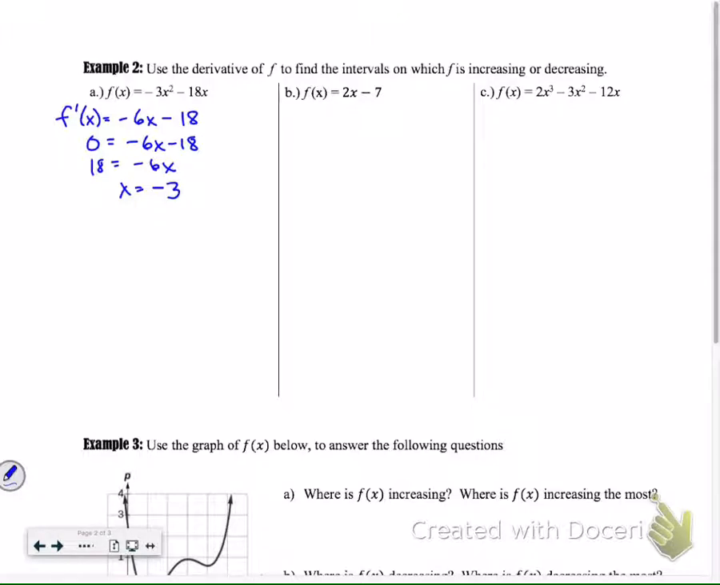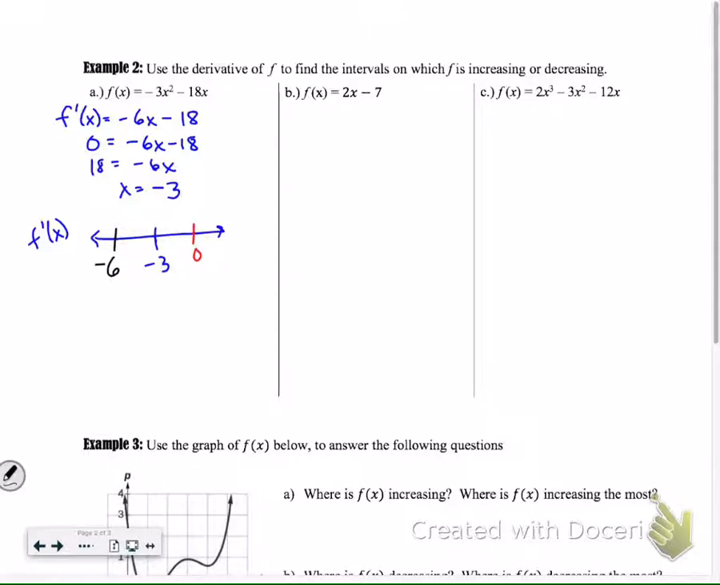Now, I'm going to draw a little picture here. I'm going to put negative 3 here in the middle of a number line. So what I'm going to do is plug a number in on either side of negative 3. So 0 is a good, easy number to plug in. And then we'll do negative 6 just to keep the numbers equally spaced, but they don't have to be.